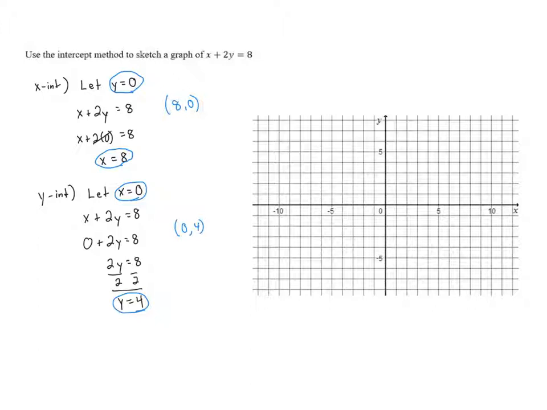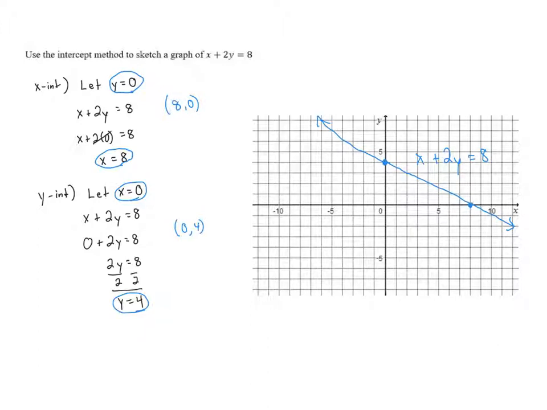The point (8, 0) is at 8 on the x-axis. And it's not going up or down because y is 0. It's the x-intercept, so it has to be on the x-axis. So we have (8, 0). That's the x-intercept. The y-intercept is (0, 4). That's going to be on the y-axis at 4. And once we have our two intercepts, we can connect them with a straight line. And this is going to be the line x plus 2y equals 8.